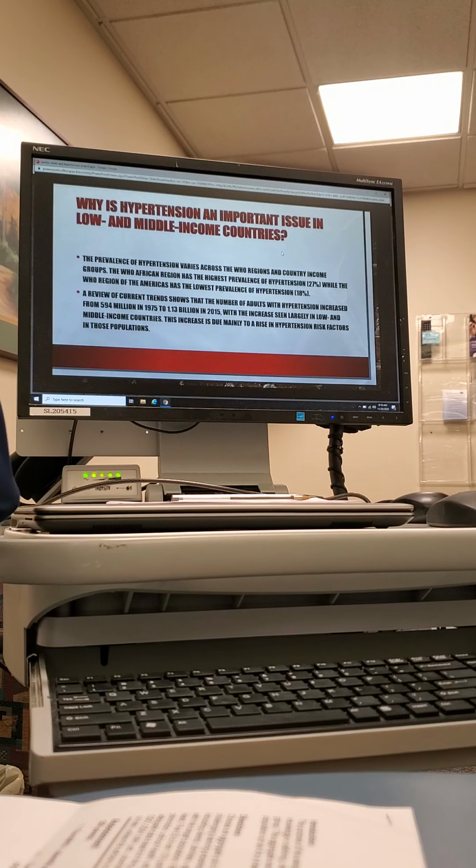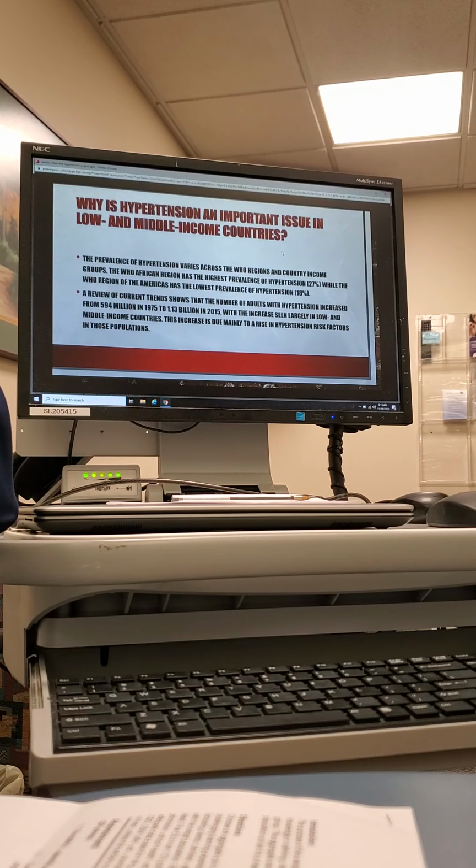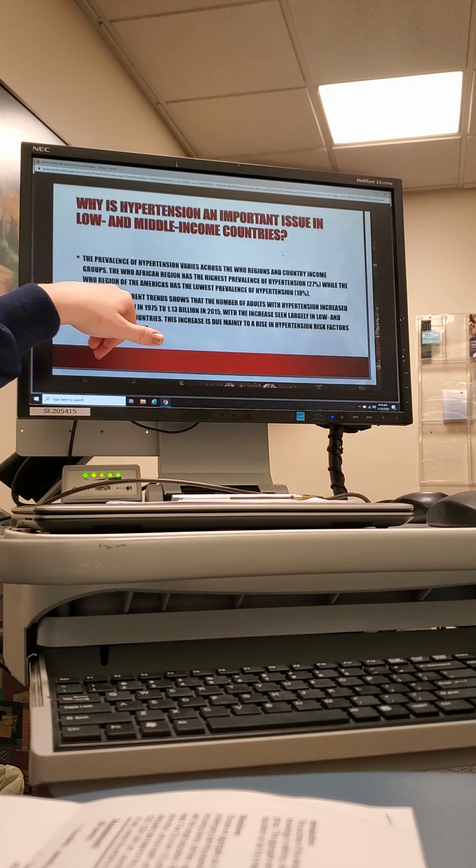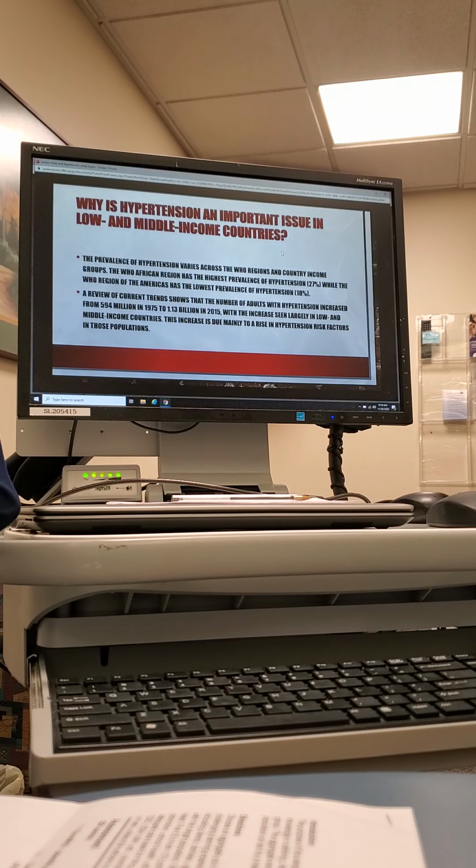So why is hypertension an important issue in low and middle income countries? The prevalence of hypertension varies in the World Health Organization regions and country income groups. The World Health Organization African region has the highest prevalence of hypertension, which is 27%, while the World Health Organization region of the Americas has the lowest prevalence of hypertension. So we are one of the countries that has it the most controlled, according to the World Health Organization.